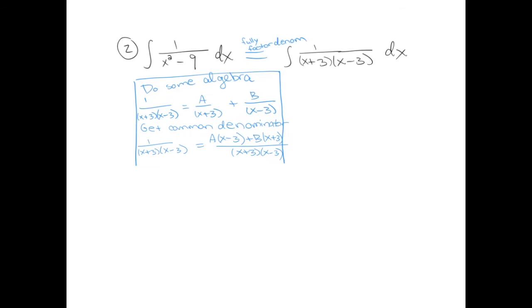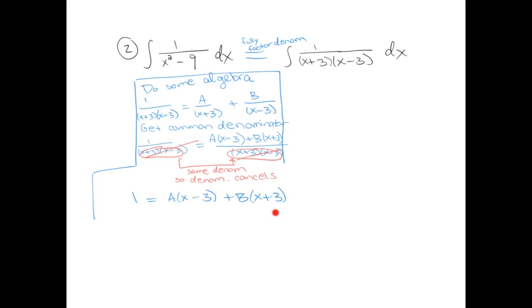Now what happens here is that after I get a common denominator, now the denominator on the left side of the equation is the exact same thing as the denominator on the right side of the equation. So they cancel out. And here's what we're left with. 1 is equal to A times x minus 3 plus B times x plus 3. There's a couple of different ways of solving for A and B at this point. The way I'm going to do it is to use the following concept. This equation is supposed to be valid for all possible x values. What that means is that we're allowed to freely choose any x value that's convenient for us in order to solve for A and B.